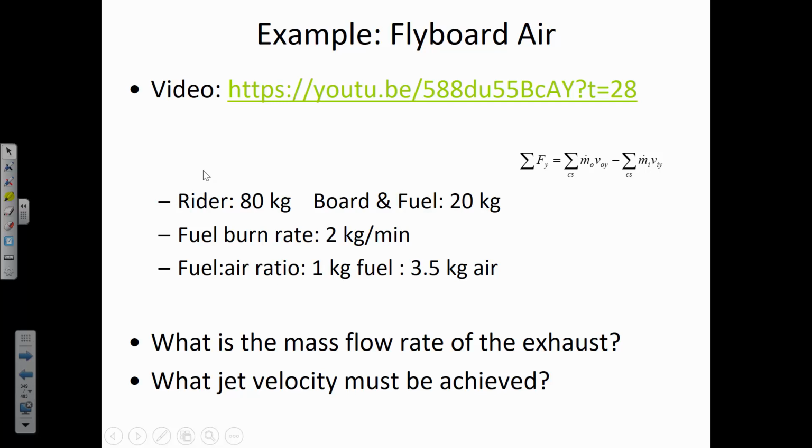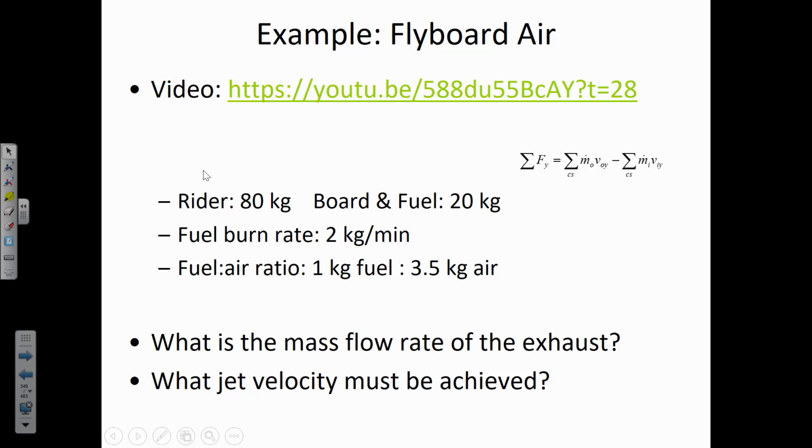All right. Here is our control surfaces, and we want to find the sum of the forces in the y direction. And so what we know is that it's going to be the mass flow rate out multiplied by the velocity out in the y direction minus the mass flow rate in times the velocity in the y direction. And this is another situation where there's no mass flow coming in, but we do have mass coming out.